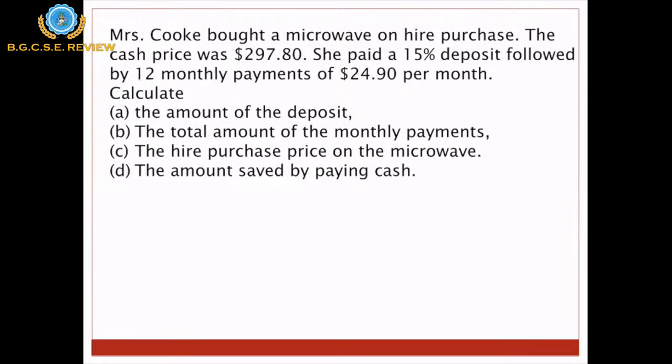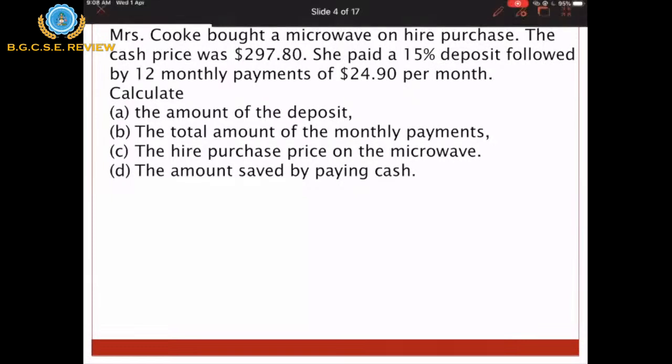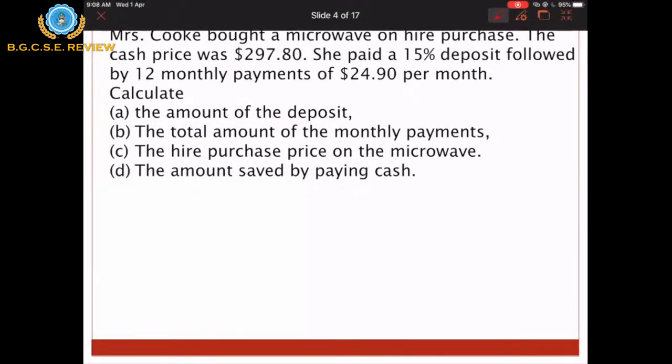While you work it, I'm going to highlight some pieces of information that I think are important in the question. So like we know the cash price is important. The amount of the deposit is also important. And then this part about the 12 monthly payments. And what I like about these questions, specifically hire purchase, for the most part, they're straightforward. You know, find the deposit. The total monthly payments are also pretty straightforward to find.